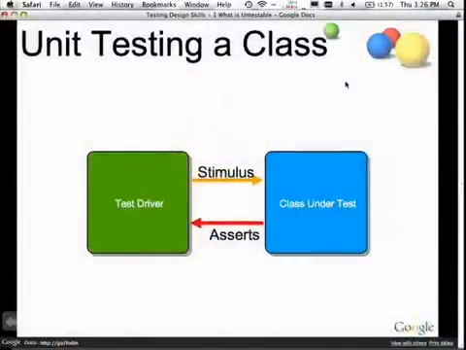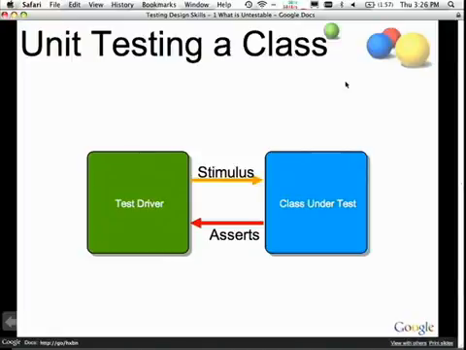I'm going to skip over this, and I'm going to come down to here. So, unit testing. We decided in here that unit testing is a good idea. So, you have a test driver, the JUnit, and you have the class under test. And you apply some stimulus to the class under test. You call some methods on it. And then you assert that something expected happened.